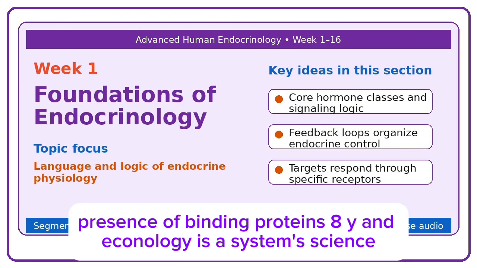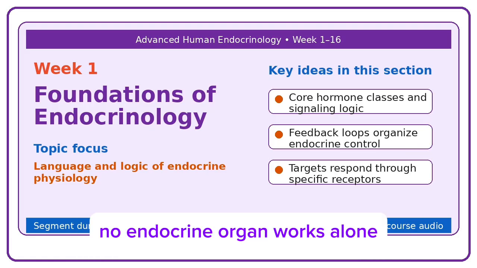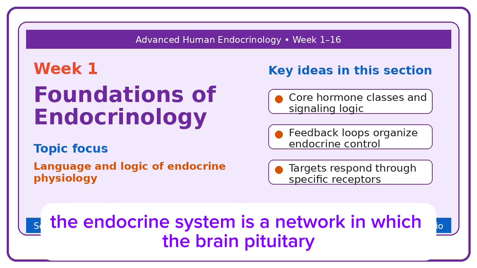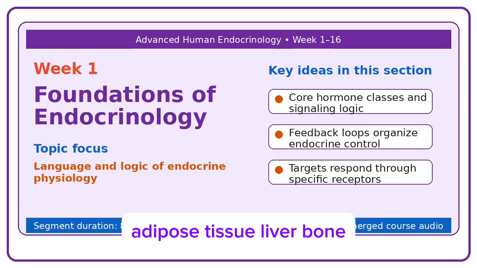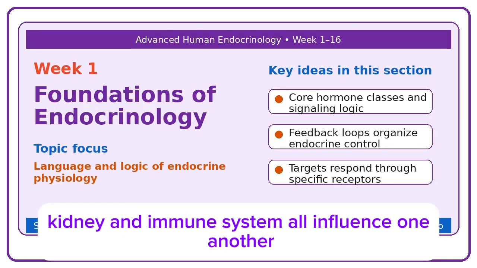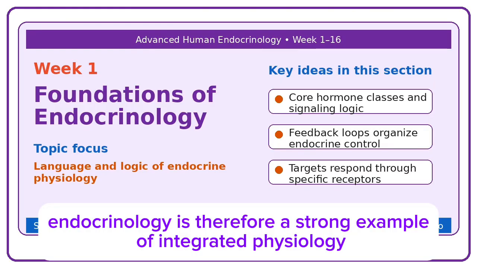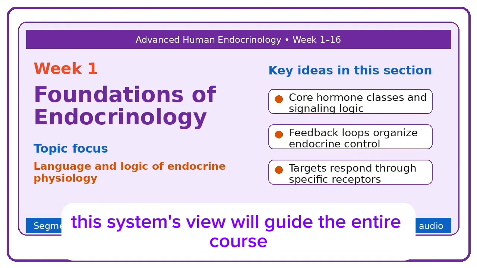8. Why endocrinology is a systems science. No endocrine organ works alone. The endocrine system is a network in which the brain, pituitary, thyroid, adrenal glands, gonads, pancreas, gut, adipose tissue, liver, bone, kidney, and immune system all influence one another. Endocrinology is therefore a strong example of integrated physiology. This systems view will guide the entire course.